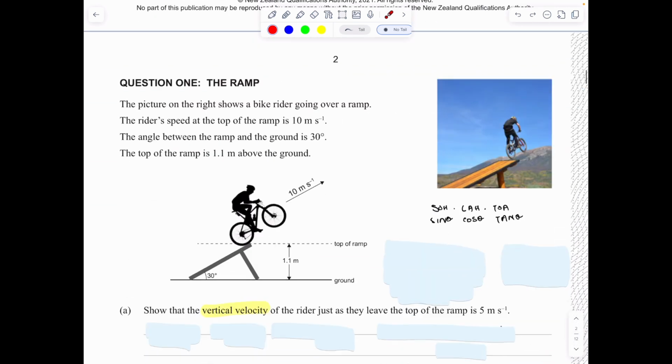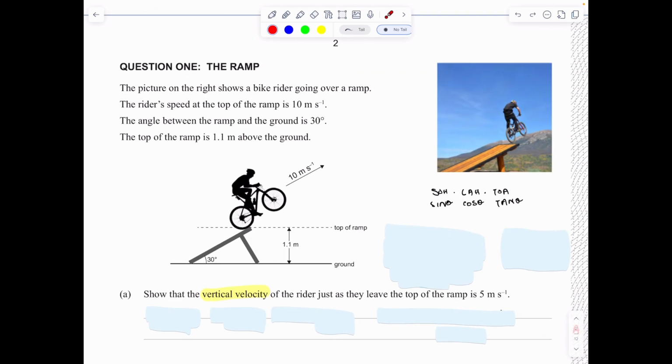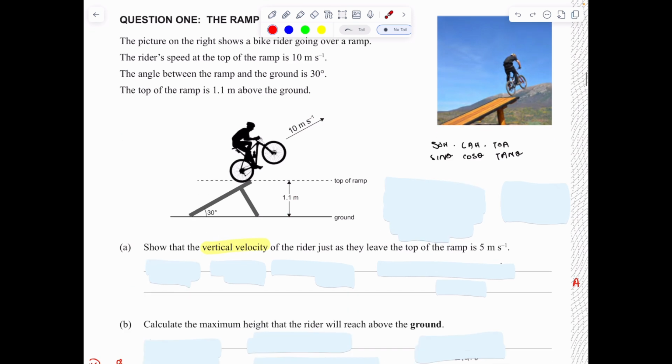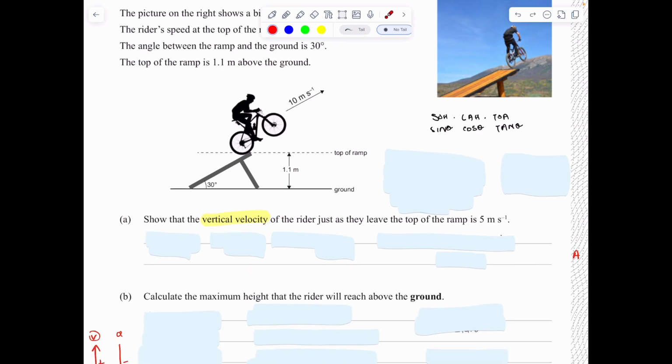Okay, so question 1, the ramp. The picture on the right shows a bike rider going over a ramp. The rider's speed at the top of the ramp is 10 meters per second. The angle between the ramp and the ground is 30 degrees. The top of the ramp above the ground is 1.1 meters. Show that the vertical velocity of the rider just as they leave the top of the ramp is 5 meters per second. Lovely of them to give us the answer.